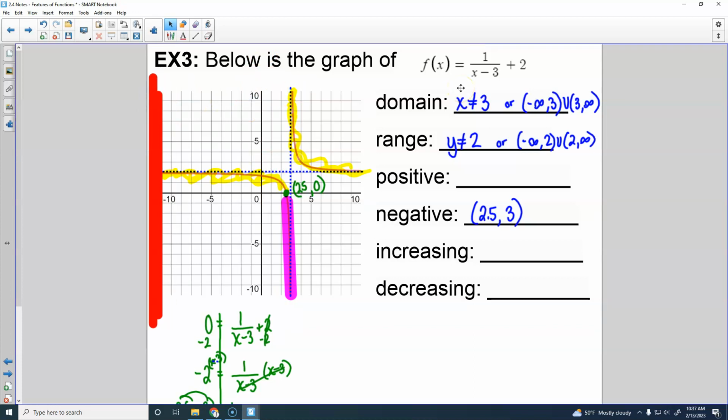All right. So if that part is negative, the rest of the graph is going to be positive. So that would be negative infinity up to 2.5 and 3 to infinity.